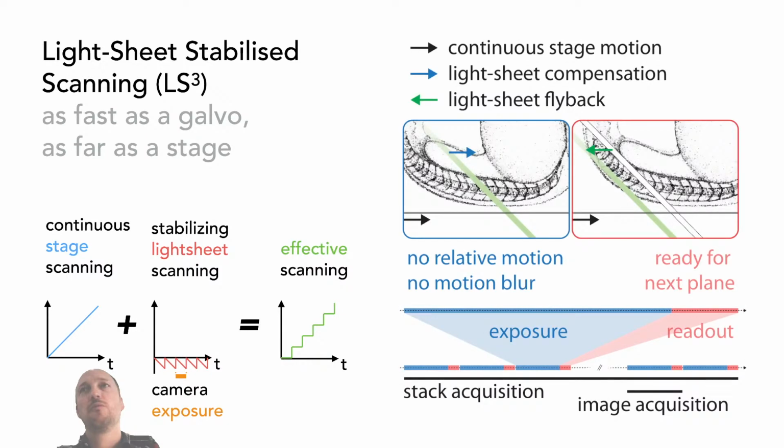And so what happens in the end is we have this continuous stage motion. We have light sheet compensation during exposure, and then there's always a little bit of dead time after exposure during which the camera sends back information to the computer. During that dead time, we fly back the light sheet to be able to redo a stabilizing motion for the next image in a stack. A stack, a 3D image, is made of 2D images, and we do this compensation and flyback for each image, and this works really well.